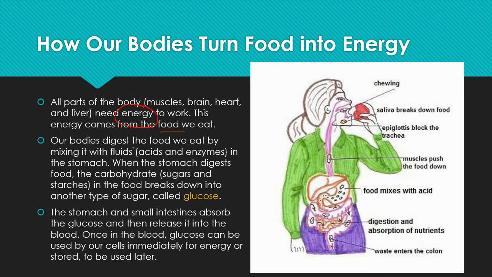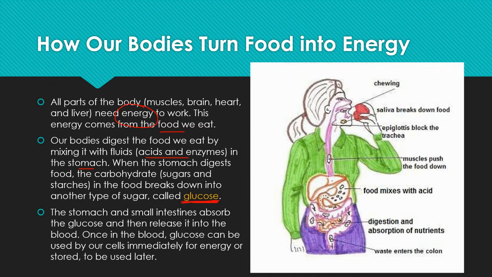Our bodies digest the food we eat by mixing it with fluids, acids, and enzymes in the stomach. Then the stomach digests the food. The carbohydrates, sugars, and starches in the food break down into another type of sugar called glucose. And our digestive system's job is to turn our food into a form that we can use in our bodies.